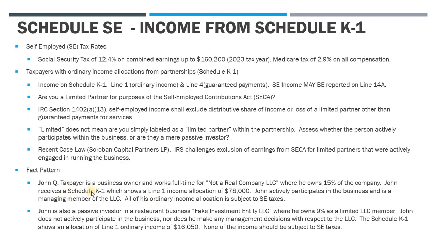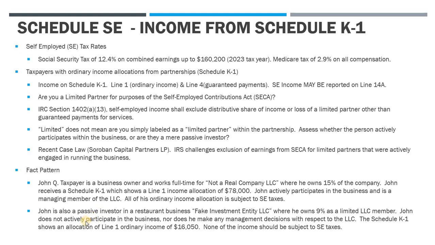So in this fact pattern, we'll look at John Taxpayer. He's a business owner, and he works full-time for Not a Real Company LLC, a partnership, where he owns 15% of the company. Now, John receives a K-1, which shows line 1 ordinary income allocation of $78,000. And now it's clear that John actively participates in this business. He's a managing member of the LLC. So all of his income is going to be subject to self-employment tax.